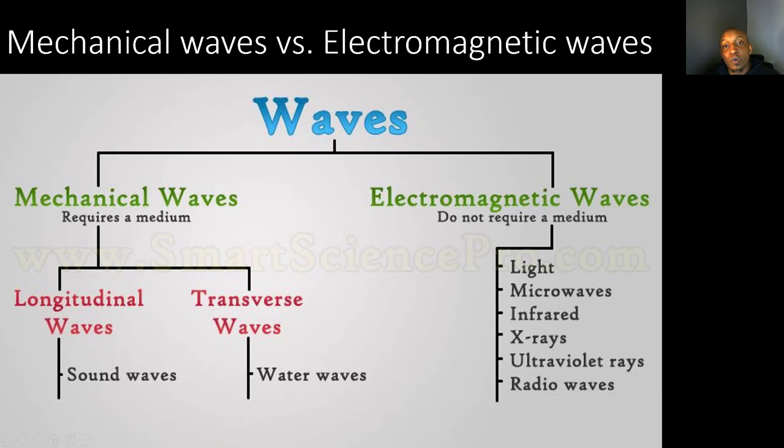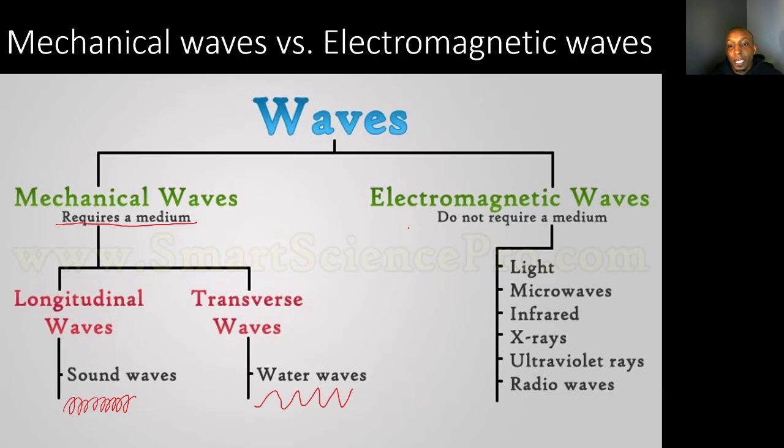And now let's look at a graphic organizer for mechanical waves and electromagnetic waves. If you notice, with mechanical waves, we said they require a medium in order for them to travel through. And you have two types of mechanical waves. You have longitudinal waves. An example of a longitudinal wave would be a sound wave. So a sound wave would look like this. And then you have a transverse wave.